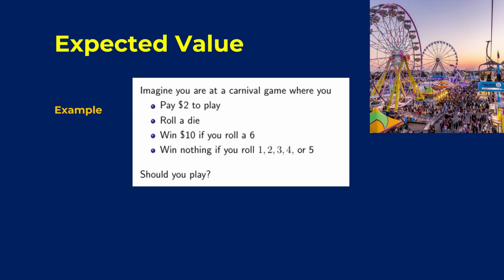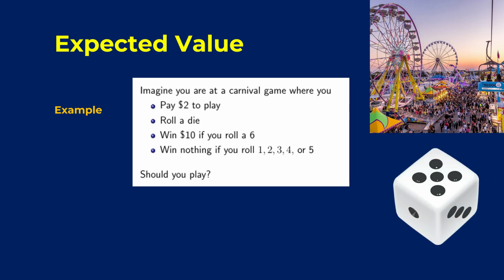Imagine you are at a carnival game where you pay $2 to play and the game is rolling a die. The condition is that you will win $10 if you roll a 6 and you win nothing if you roll any number which is not 6, that is from 1 to 5. Now you ask yourself whether you should play this game or not. Let's see how expected value helps us find the answer to this question.